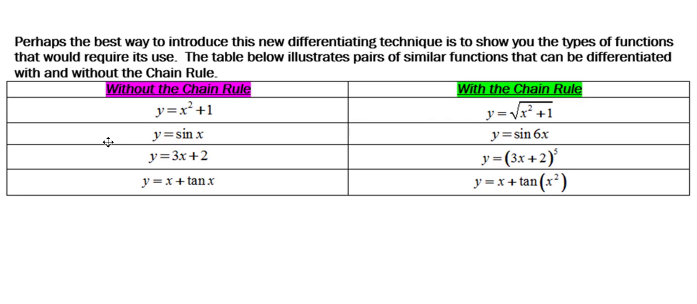So, some types of problems that you could differentiate without the chain rule. This one's pretty easy, polynomial, right? A couple of problems you could differentiate without the chain rule. Say y equals x squared plus 1, easy polynomial, right? Obviously a trig function, we can find the derivative of that pretty easily. Pop quiz, what is the derivative of sine? Sine. Okay, another polynomial, a linear function.